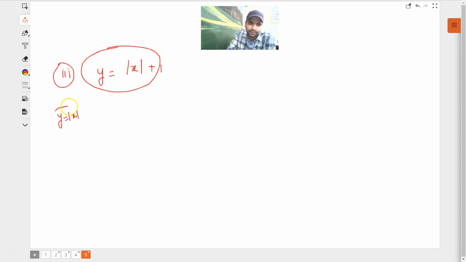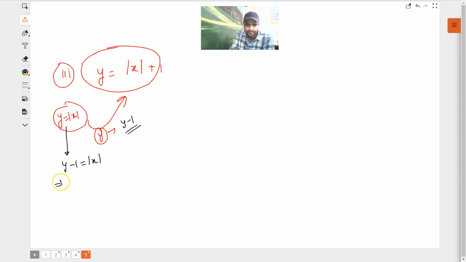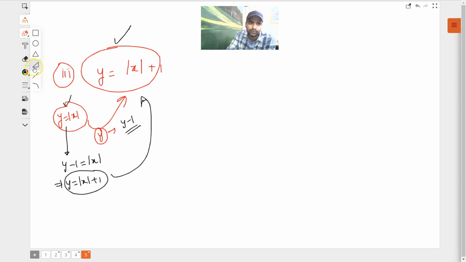If I know the graph of the earlier expression, I'll simply put y minus 1 in place of y, right or not? So what I'll get if I put y minus 1 in place of y in this expression is y is equal to mod x plus 1, right or not? I'll be able to reach this expression, right? So that means I can draw the graph of this expression from this one. How will I do this?